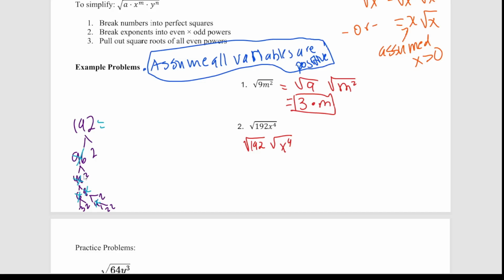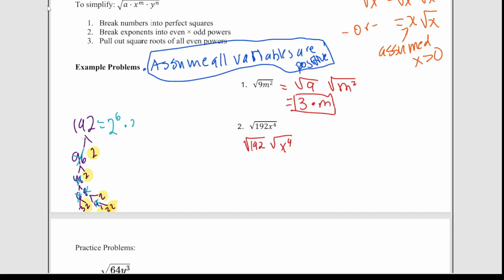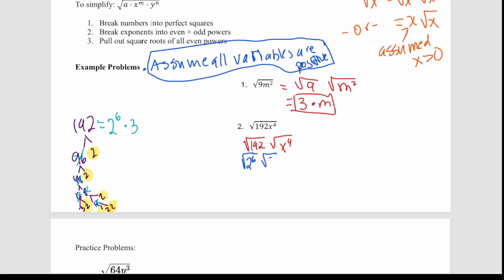So it looks like 192 will break down into 2 to the 1, 2, 3, 4, 5, sixth power times 3. And then I'm even going to double check myself to the side that if I indeed do 2 to the 6th times 3, I get 192, so I'm good. So I'm going to rewrite this then as the square root of 2 to the 6th times the square root of 3 times x to the 4th.